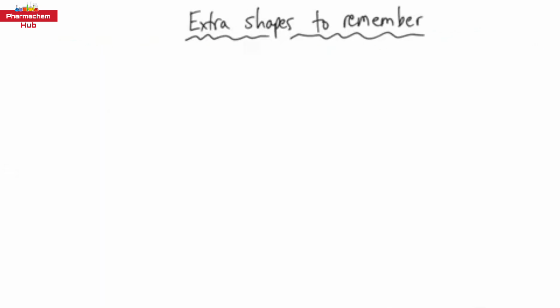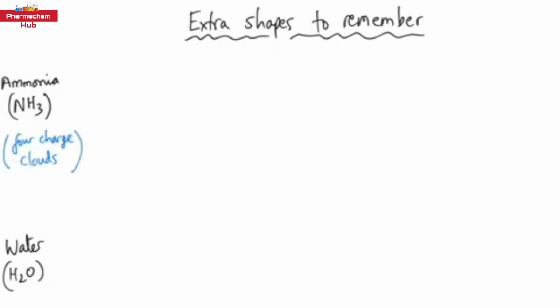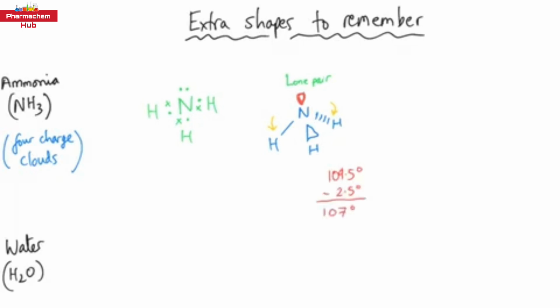So the 2 examples to remember are ammonia and water. And what's really important is that both of these have got analogues that don't have lone pairs. So ammonia has got 4 clouds of electrons around it, 3 bonding pairs and 1 lone pair. So in essence it is like the tetrahedral shape of methane. However, because one of these charged clouds is a lone pair of electrons, the 3 remaining bonding pairs get squeezed closer together, and so instead of the bond angle being 109.5 degrees, the bond angle is actually 107.